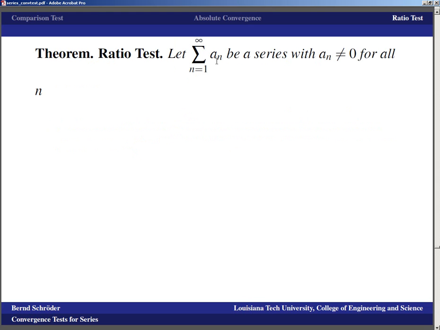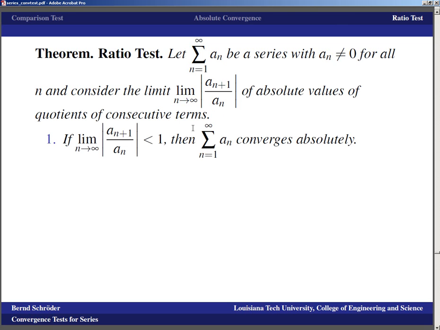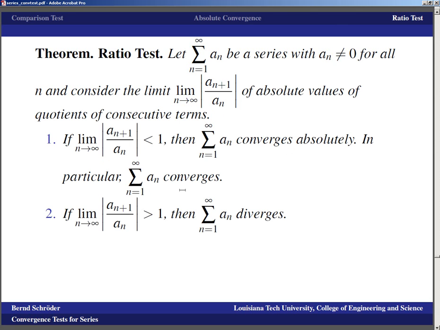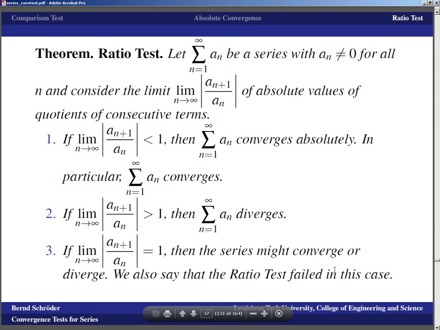The ratio test says that if you've got a series with non-zero terms, so a_n not equal to 0 for all n, and if you then consider the limit as n goes to infinity of the absolute value of a_(n+1) divided by a_n, the absolute values of quotients of consecutive terms, then you have the following. If this limit is smaller than 1, then the sum converges absolutely, and in particular that means it converges. If the limit is greater than 1, then the sum diverges, and if the limit is equal to 1, then the series might converge or diverge, and we also say that the ratio test failed in this case.